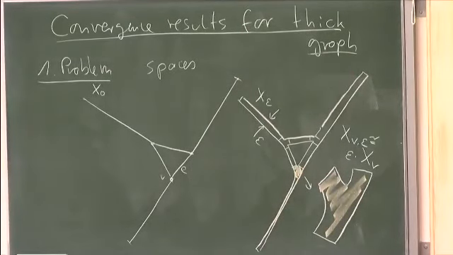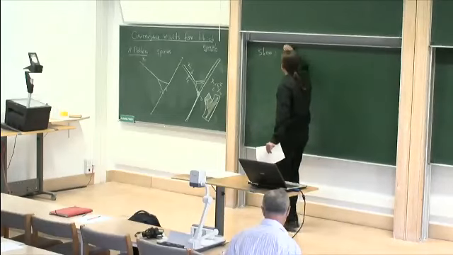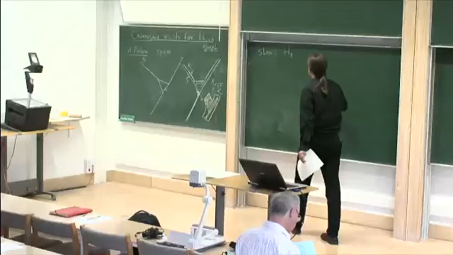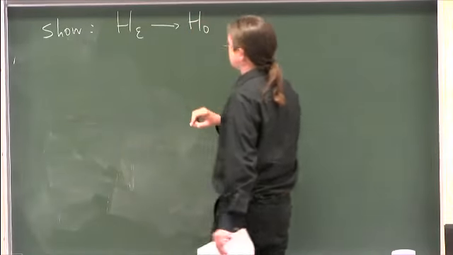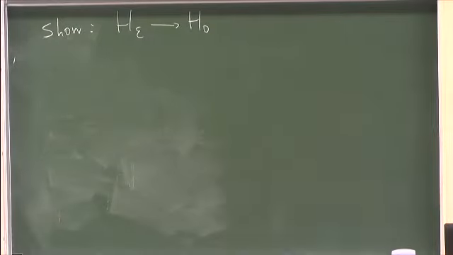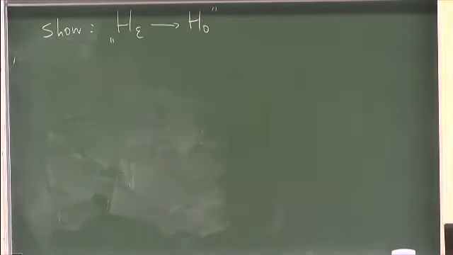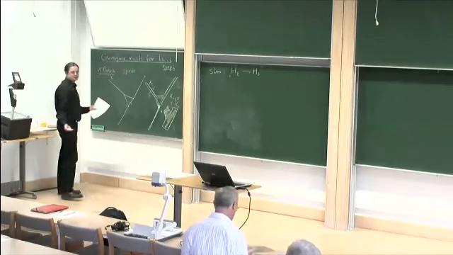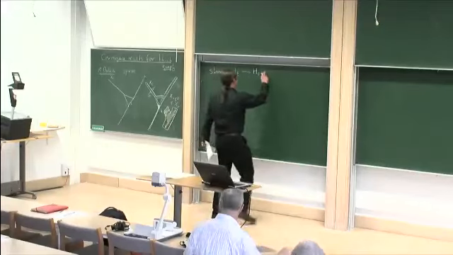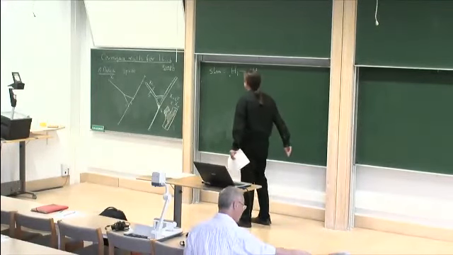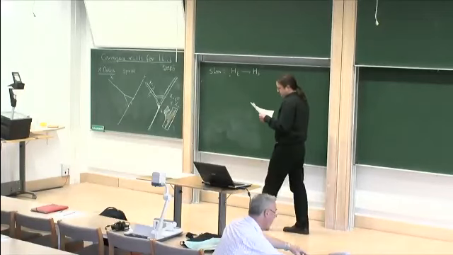And actually what I want to show is that certain operators H_epsilon defined on the thick graph converge to H_0. Let me put it in quotation marks, because I'm dealing with different spaces, and a priori it's not clear what it means to say convergence of operators in different spaces. This will basically be part of the second part of my talk. Let me first start with the results.